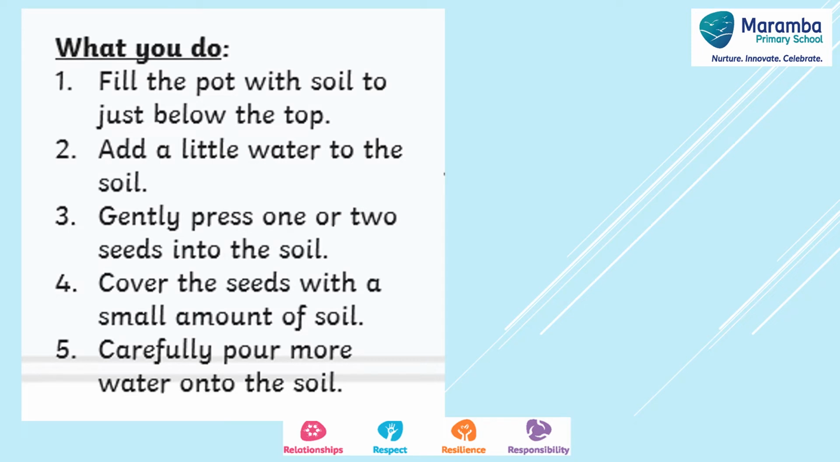Let's look a little bit closer at the procedure for the sunflower and at what we need to do. Step 1, fill the pot with soil to just below the top. Step 2, add a little water to the soil. Step 3, gently press 1 or 2 seeds into the soil. Step 4, cover the seeds with a small amount of soil. Step 5, carefully pour more water onto the soil.